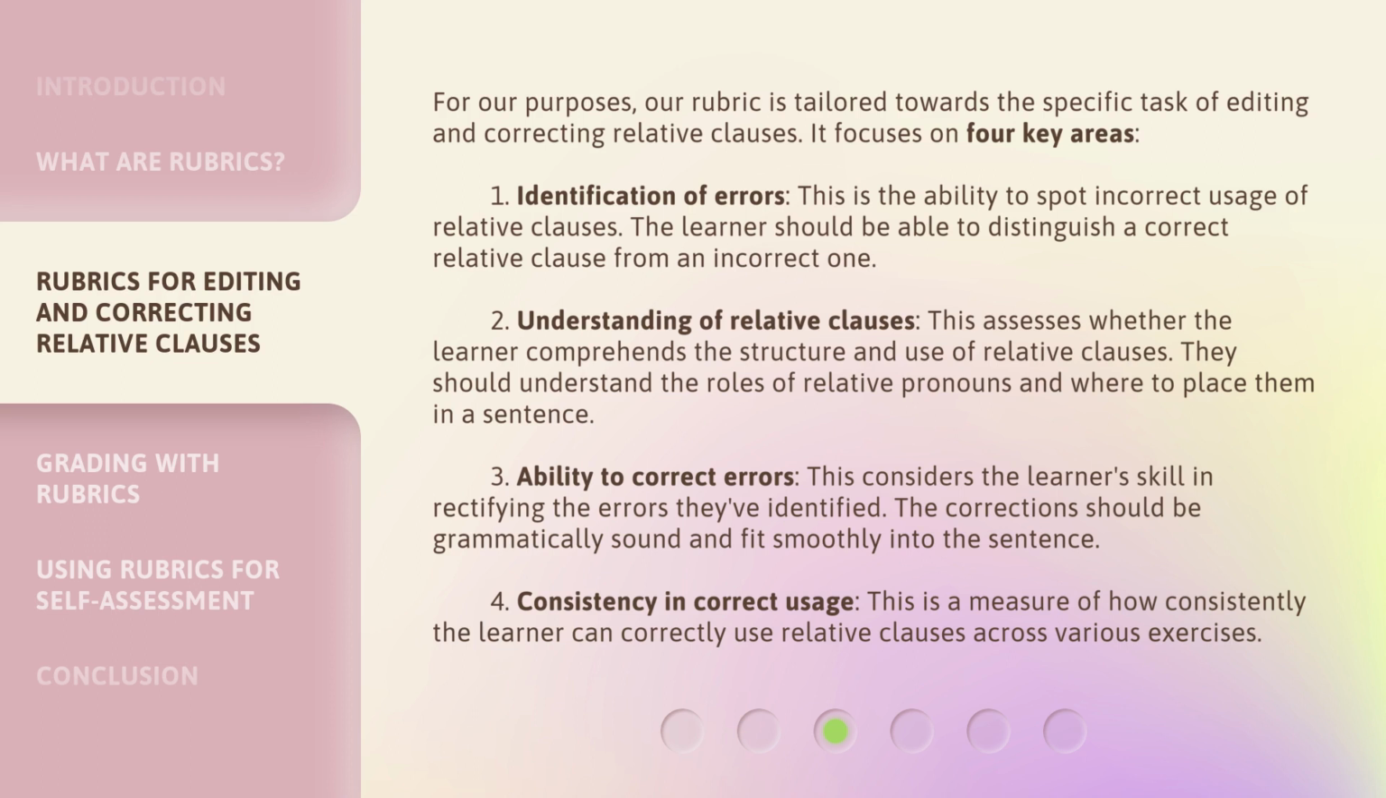For our purposes, our rubric is tailored towards the specific task of editing and correcting relative clauses. It focuses on 4 key areas. 1. Identification of errors. This is the ability to spot incorrect usage of relative clauses. The learner should be able to distinguish a correct relative clause from an incorrect one.